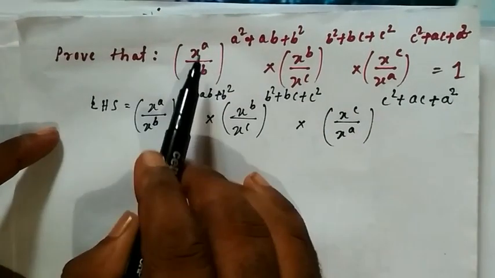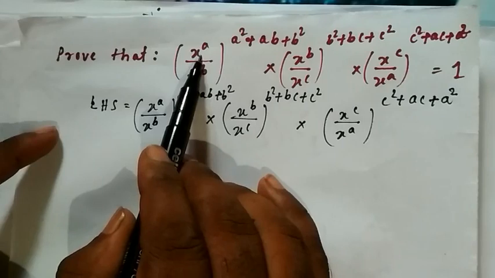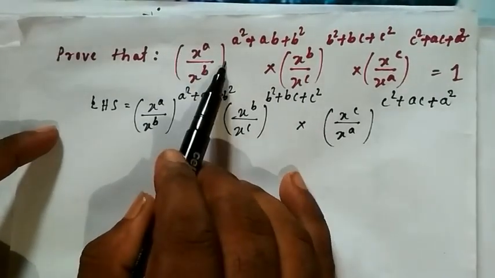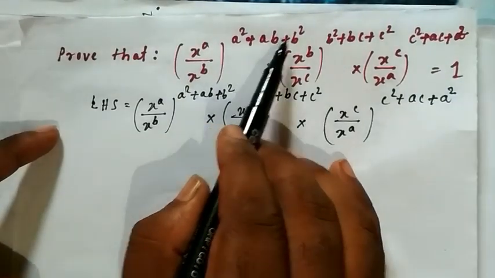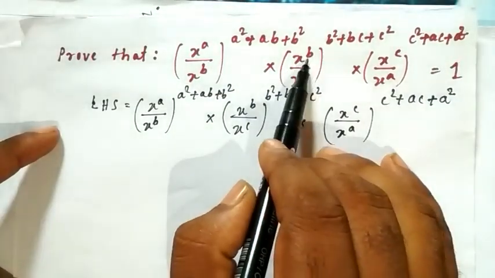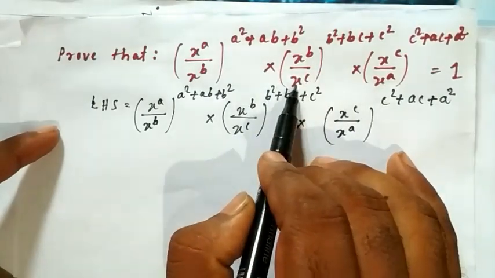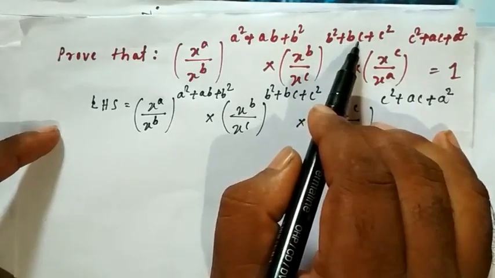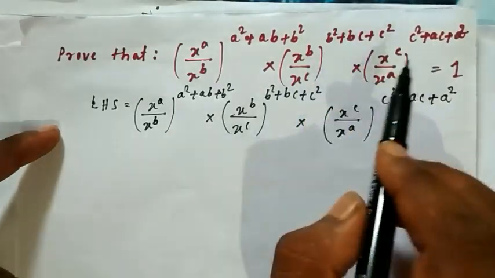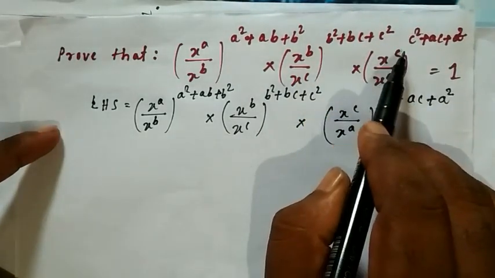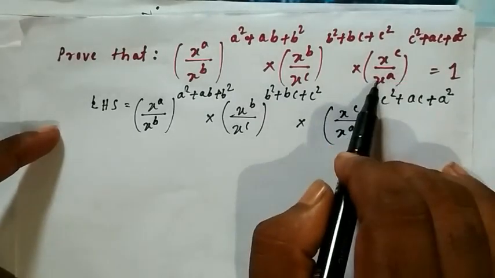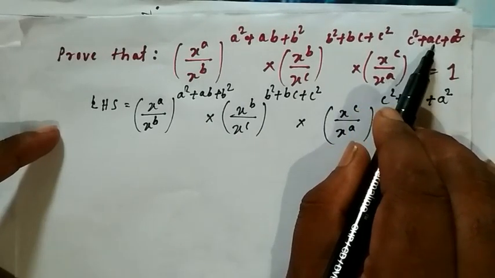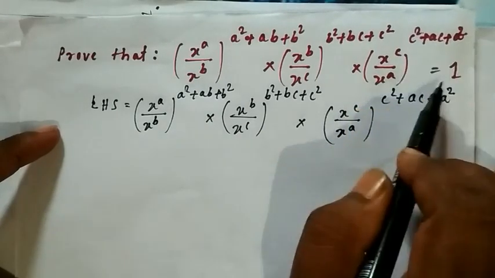The question is we have to prove here: x to the power of a upon x to the power of b, raised to the power a square plus ab plus b square, into x to the power of b upon x to the power of c, raised to the power b square plus bc plus c square, into x to the power of c upon x to the power of a, raised to the power c square plus ac plus a square, is equal to 1.